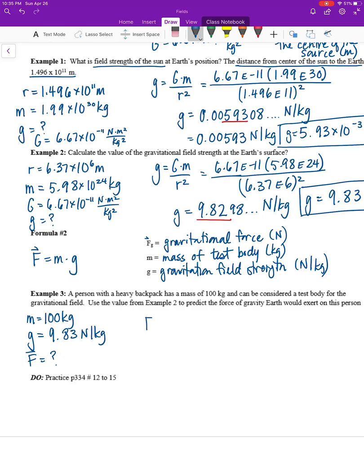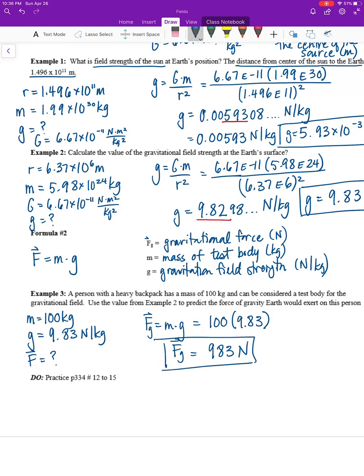So if we look at our equation, we're going to use F is equal to m times g, and we're simply going to plug in our two numbers, 100 kilograms times 9.83 newtons per kilogram, and that's going to give us 983 newtons. And that would be your final answer. So the force due to gravity, or the gravitational force, is 983 newtons.